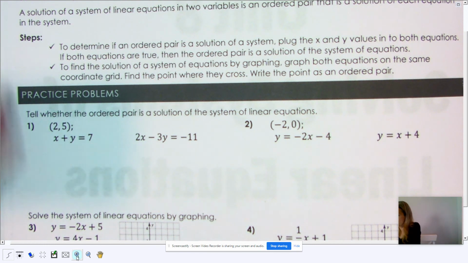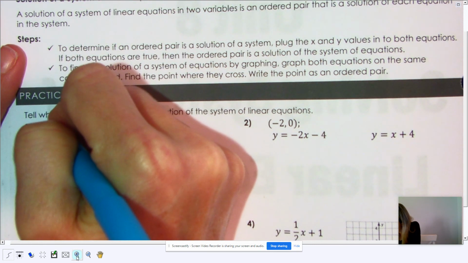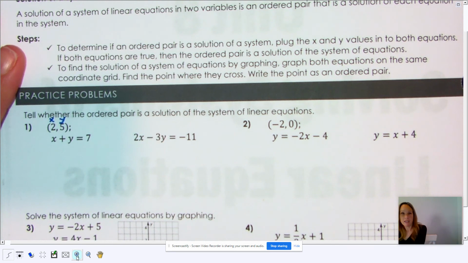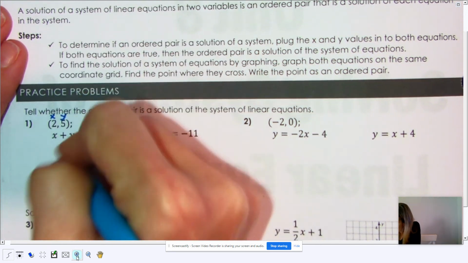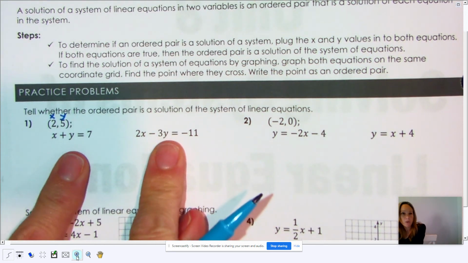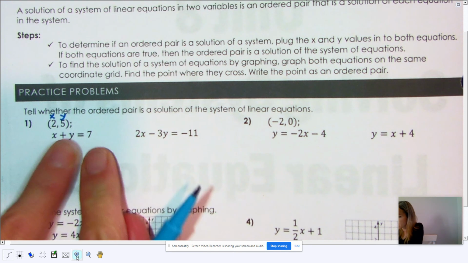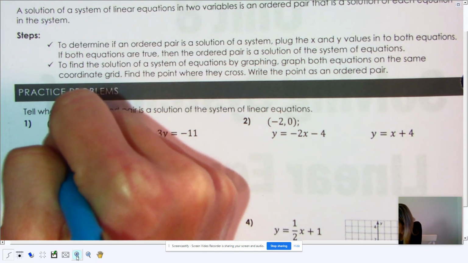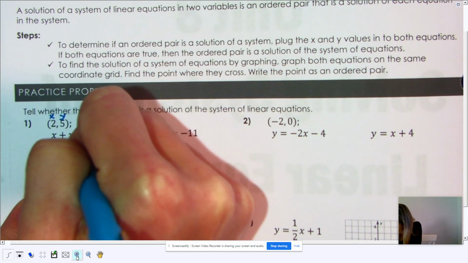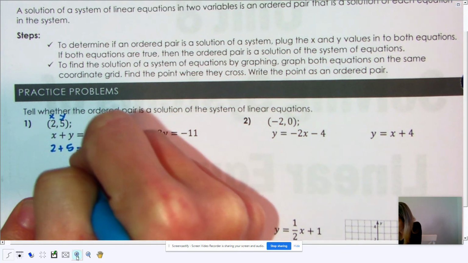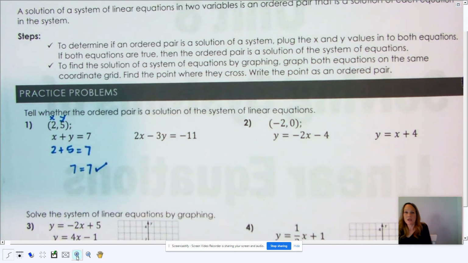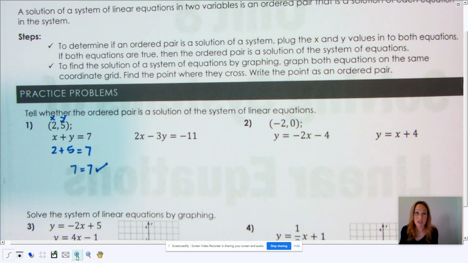For the first one, remember how I told you this is x and this is y. We're going to plug it in. Here are my two equations that I'm trying to see if it's a solution for. For the system, it has to work for both of them. So I've got x is 2, y is 5, and I want to know, does that equal 7? Well, yeah, 2 plus 5 is 7. That is equal to 7. So that's true, but I have to check the second one.